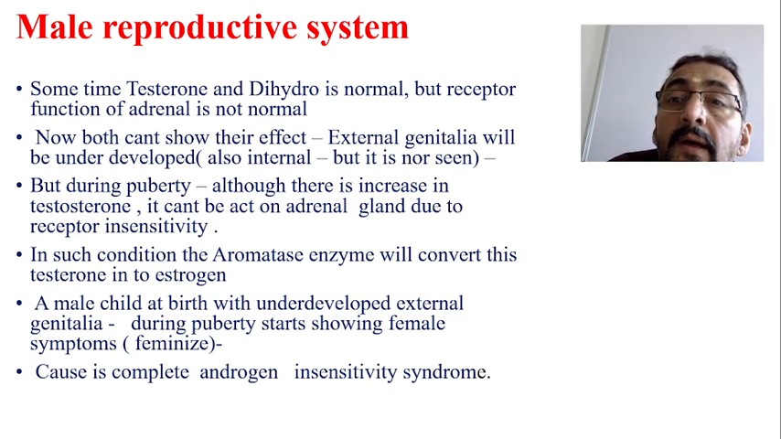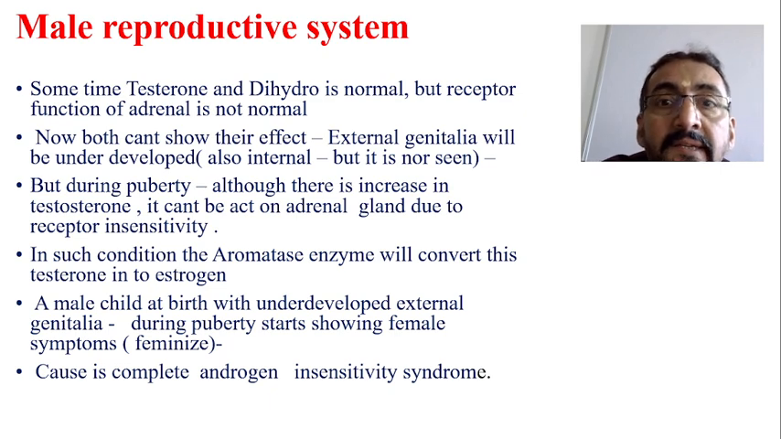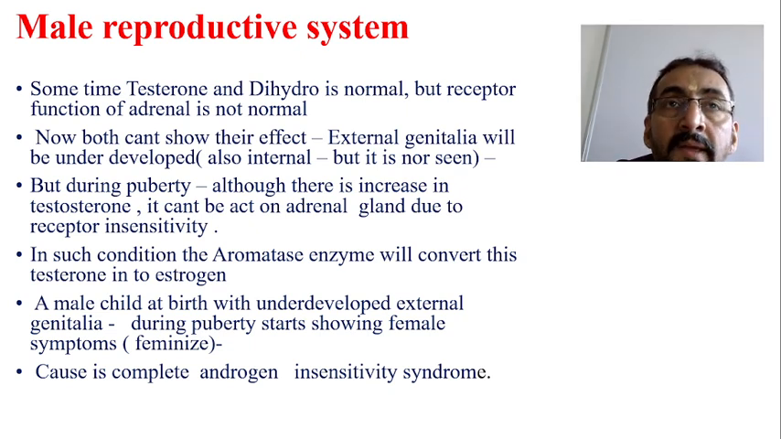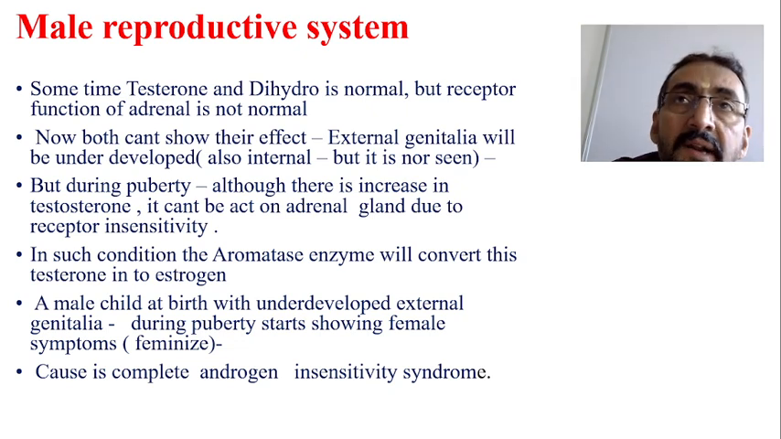Sometimes the testosterone and dihydrotestosterone are normal. If we take another condition, both are normal, but receptor function of the adrenal is not normal. We'll take another condition. In the first condition, testosterone was normal, but the reductase enzyme was absent. Therefore, dihydrotestosterone was not formed. Later, the variant formed, and that will convert.